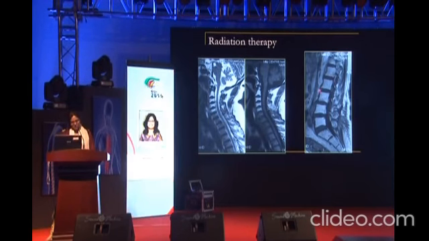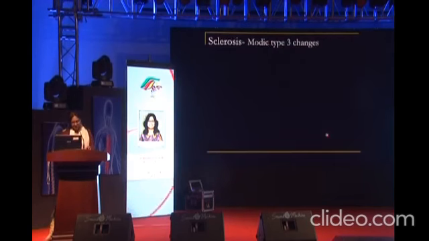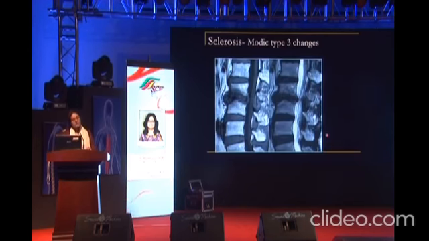This was again a patient who had received radiotherapy, and you can see bright on T1. So bright on T1, you're usually safe. Next, coming to sclerosis, which looks dark on both T1 as well as T2. Commonest what we see are the Modic type 3 sclerotic changes. It looks dark on T1 as well as on T2 weighted images.